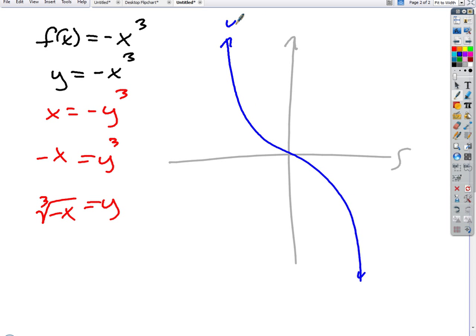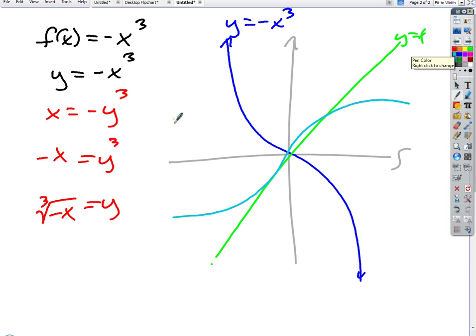That is y equals negative x cubed. So what is my inverse going to look like? Well, here's the line y equals x. Now imagine this. If we take this thing and rotate it 90 degrees, so it kind of looks like this, right? And then I flip that around the x-axis, don't I just get something like that?